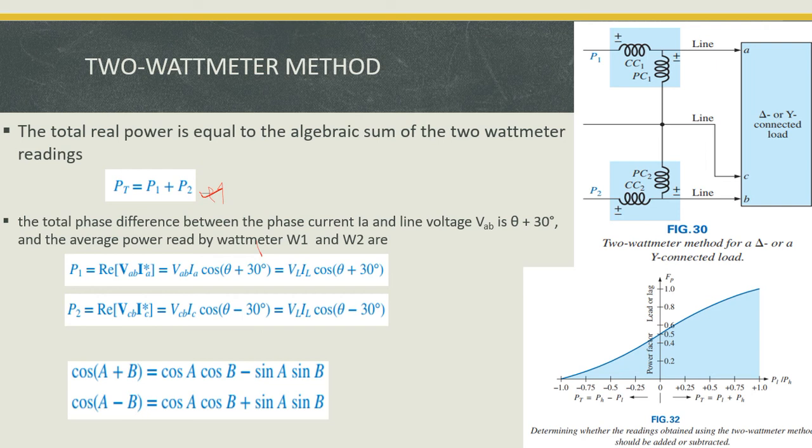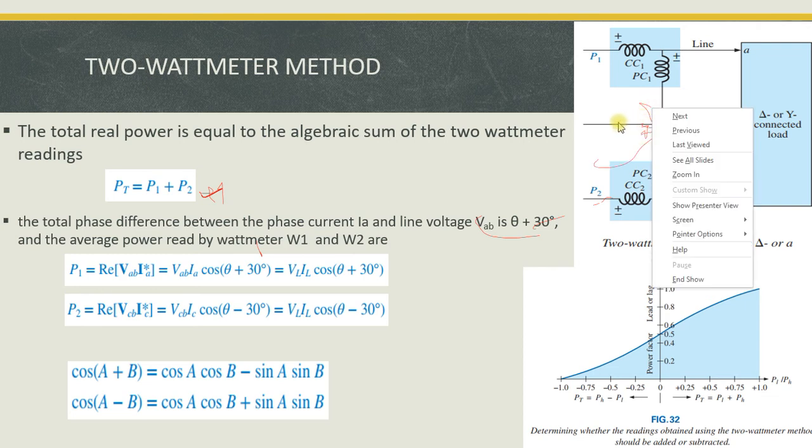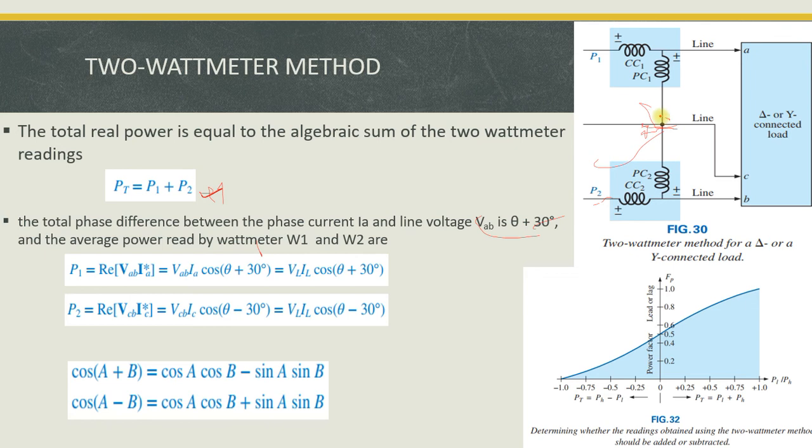We know that in the wattmeter there are two coils. The first one is the current coil and the next one is the pressure coil. The pressure coil is connected to a common point, and this is the corresponding common point at which my pressure coils are connected here. The other current coil is connected to two different phases.